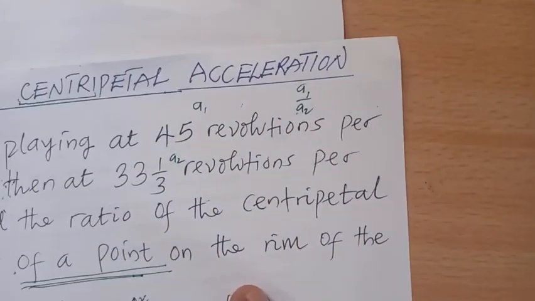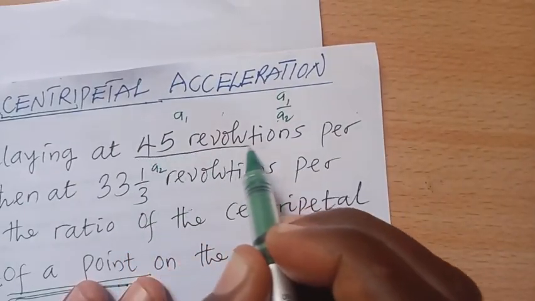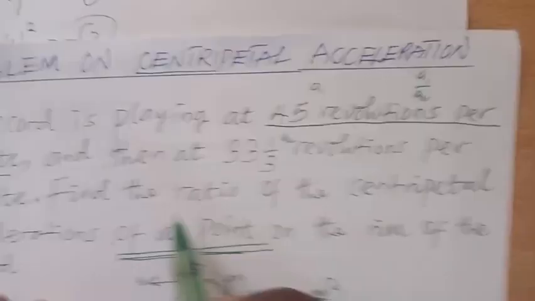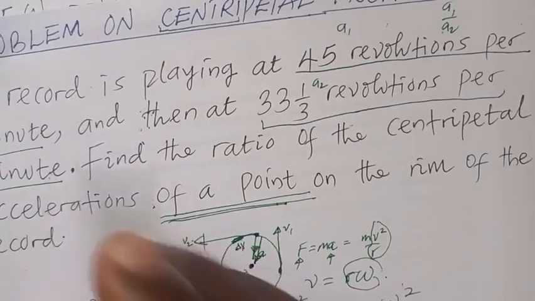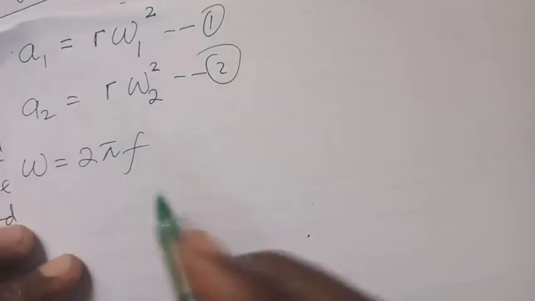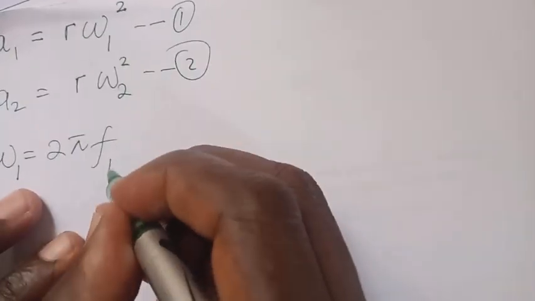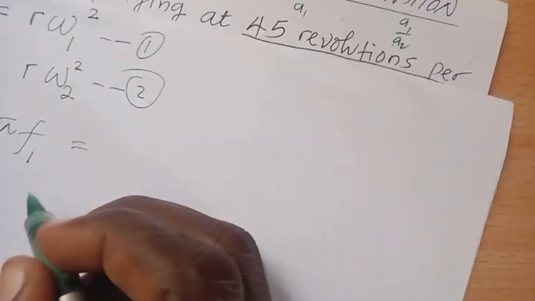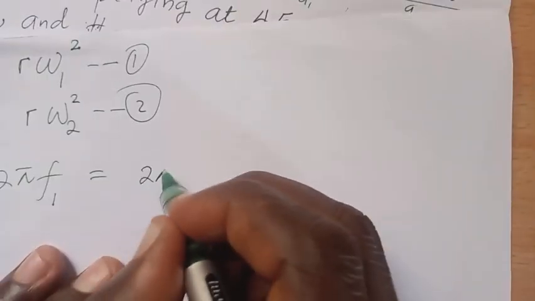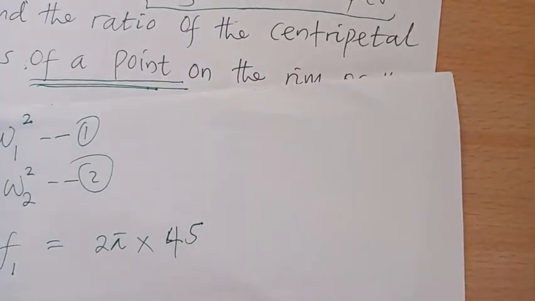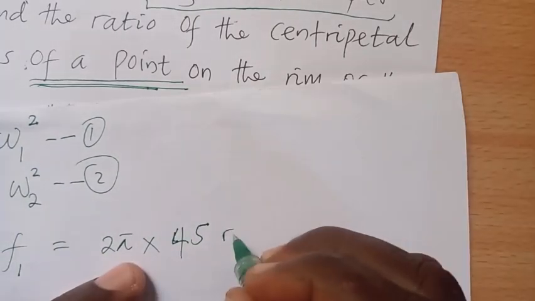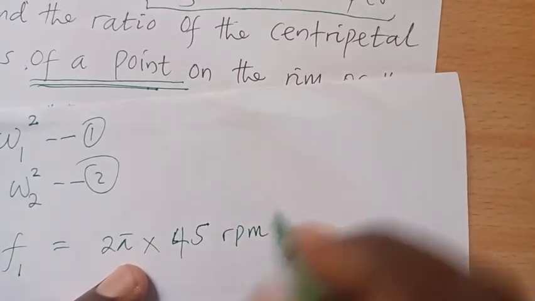Okay, so the frequencies given are: the first one is 45 revolutions per minute, and the second one is 33 1/3 revolutions per minute. So if I call this omega 1, which corresponds to f1, then this is equal to 2 pi multiplied by the first frequency I am given, 45 revolutions per minute. I'm going to call this rpm.